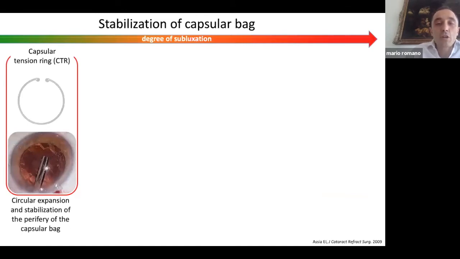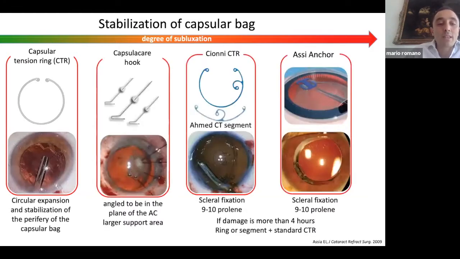Regarding the stabilization of the capsular bag, it depends on the degree of subluxation. So capsular tension ring is an important step, but when the degree of subluxation is less than 3 hours. Otherwise, we need to use capsular hooks, and these hooks are different from the iris hooks because they have an angle to be in the plane of the anterior chamber.